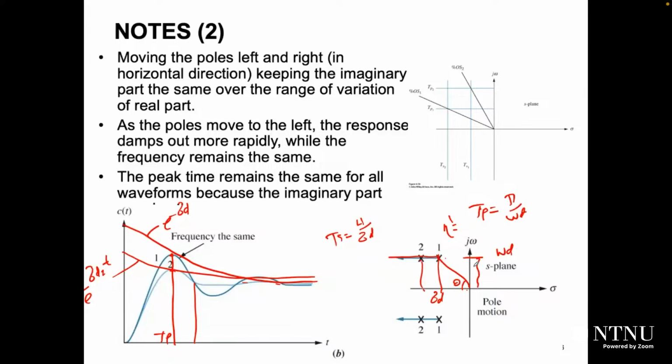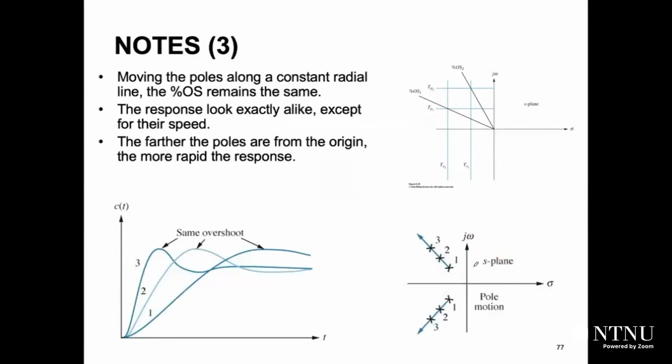So in location 2, zeta will be much larger, right? Because theta will be smaller, so cosine theta will be much larger. So it will damp much faster than the system in location 1.